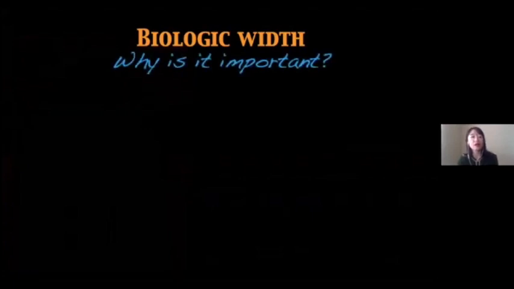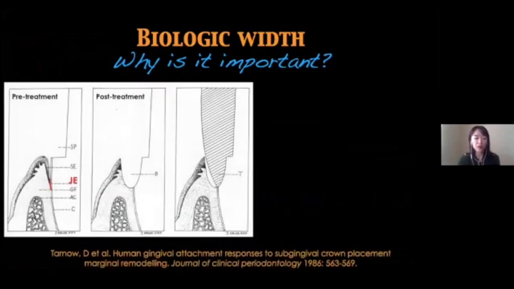So why is biological width so important? Based on the study by Tarnow in 1986, it's a human study. So what he did is he intentionally violated the biological width. So here you can see this is the regular tooth with a normal prep, but here the T represents temporary. So he put the temporary intentionally into the junctional epithelial area. And then he extracted the tooth and did the histology and see what's going to happen for this tooth.